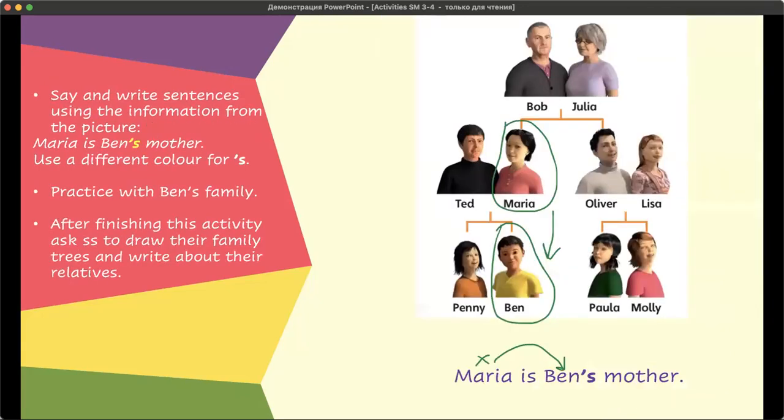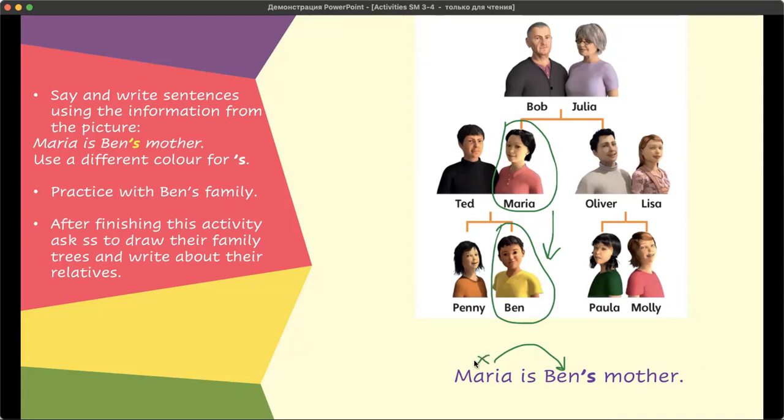And after presenting these family words, you can start explaining the target grammar. So here we have apostrophe S. So again, you circle two people like Ben and Maria, and you ask students, who's Maria? And they can say that it's mother. So whose mother? Ben's mother. And you write this sentence on the board.